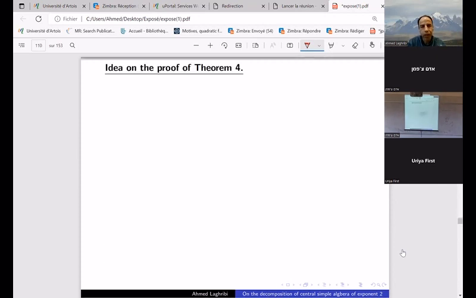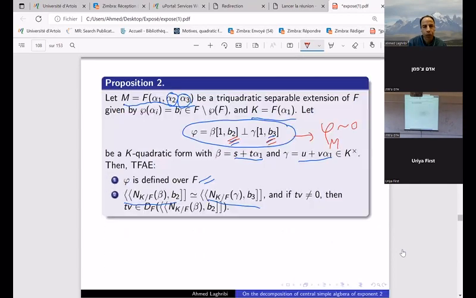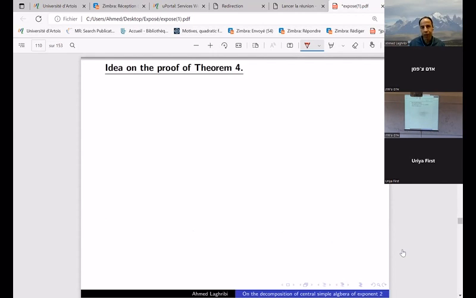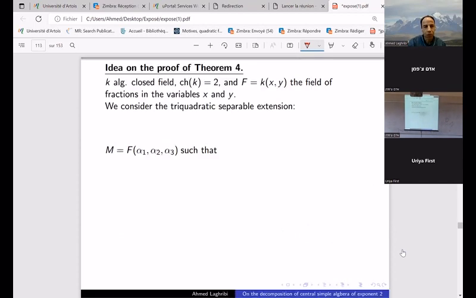Okay, so now the idea of the proof of Theorem 4. Let me recall that Theorem 4 is this example. We take k an algebraically closed field, of characteristic 2, and we take F = k(X, Y), the field of fractions in the two variables X and Y. And we construct the triquadratic separable extension as follows. We take M = F(alpha_1, alpha_2, alpha_3).